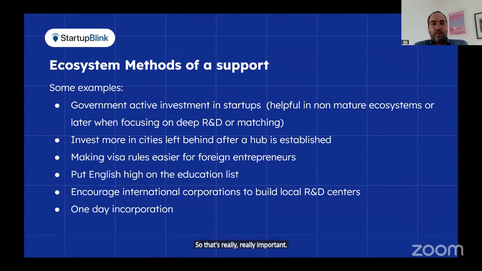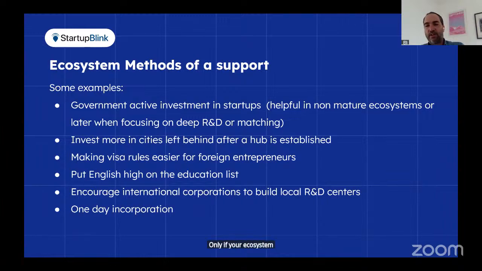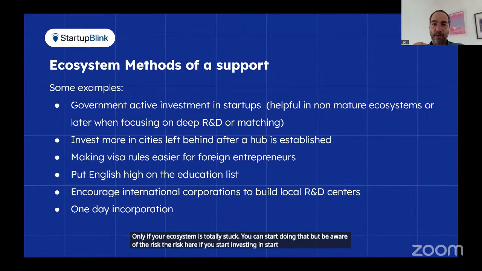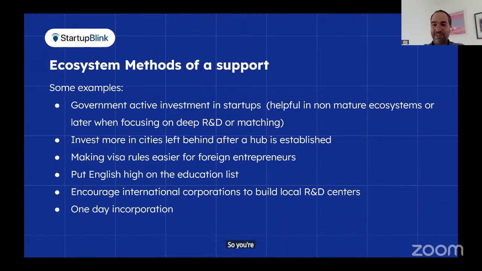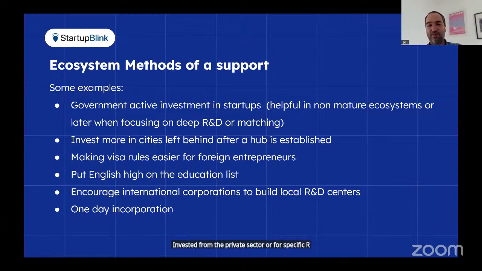Other examples of support. Governments can do active investments in startups, but this is tricky. You have to be very, very careful. Only if your ecosystem is totally stuck can you start doing that, but be aware of the risks. The risk here is that if you start investing in startups, you're actually starting to be a competitor of the private sector. So you're basically competing with private investors, you're pushing them out. You have to be very, very careful here, working together with private sector entrepreneurs. In later stages, if you have a developed ecosystem, it might make sense to give investment to startups, but only matching investment from the private sector or for specific R&D strategic verticals.